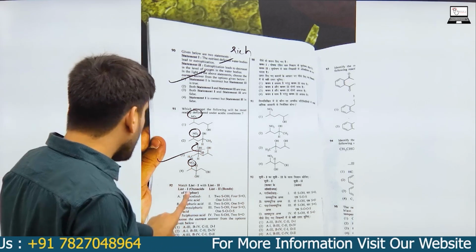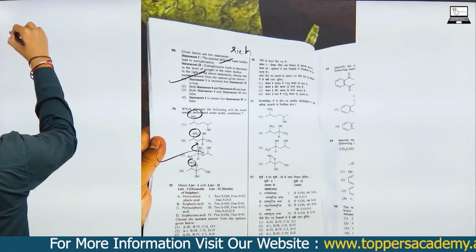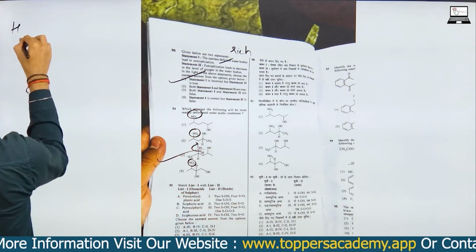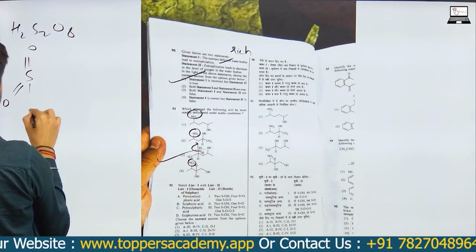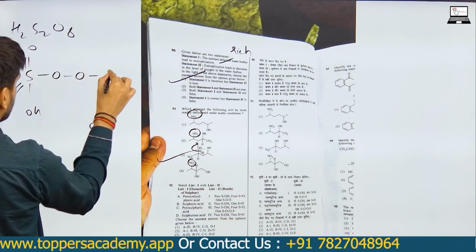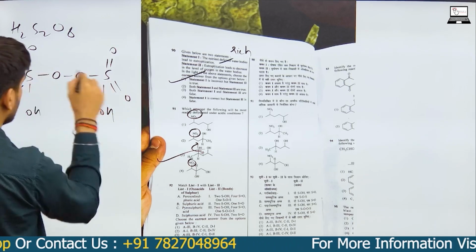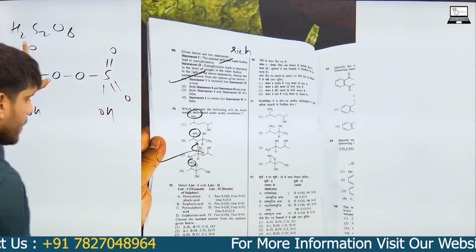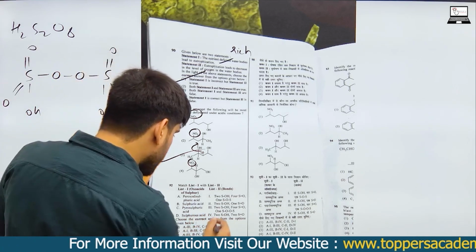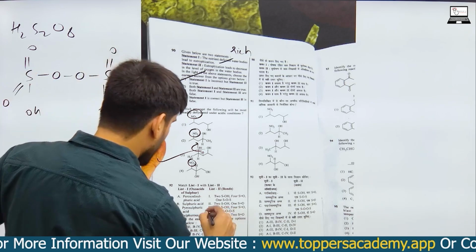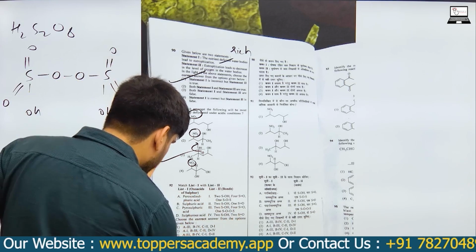Next, match list 1 with list 2. The first one is peroxodisulfuric acid, which is Marshall's acid. We know that it is H2S2O8. How can we draw it? We have the peroxo linkage, something like this. In peroxodisulfuric acid, we have 1 S-O-O-S, 2 S-OH and 4 S=O. So A is going with third. So second is eliminated, fourth is eliminated.